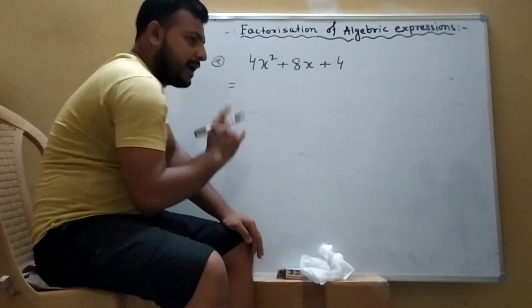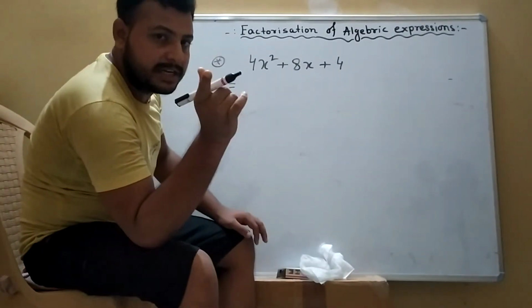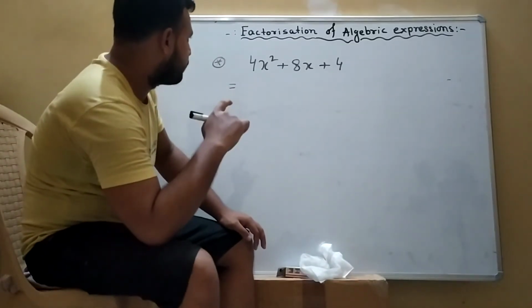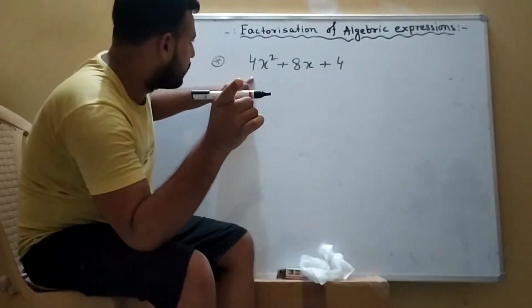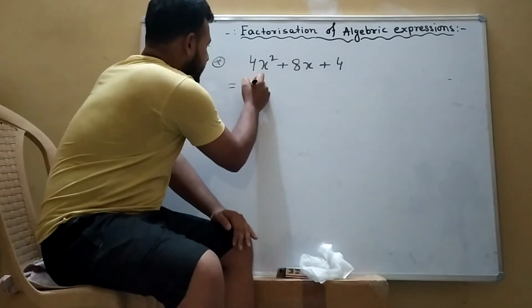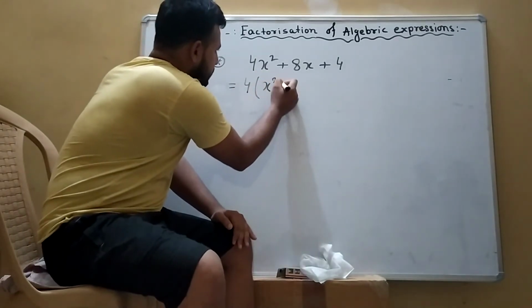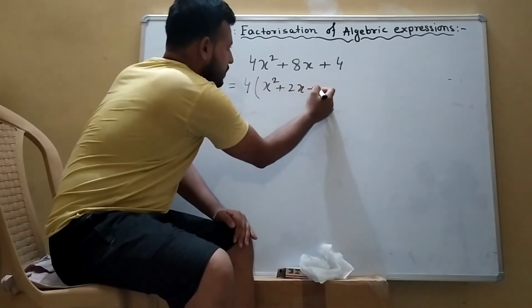So now first remember the order. What is the first method? Take common. Can we take something common from here? Yes, we can take something common. What is that? That is 4. So 4 we will take common. So what is there? x square plus 2x plus 1.